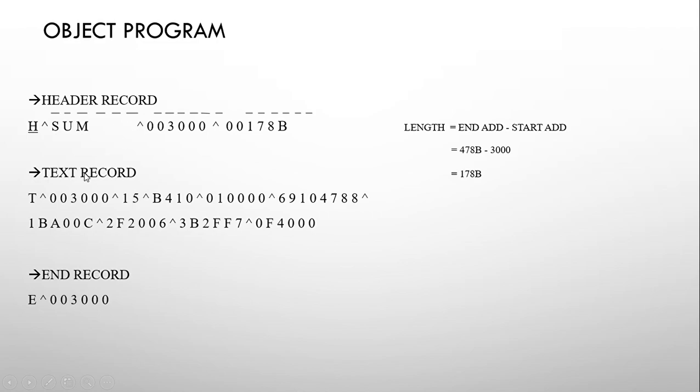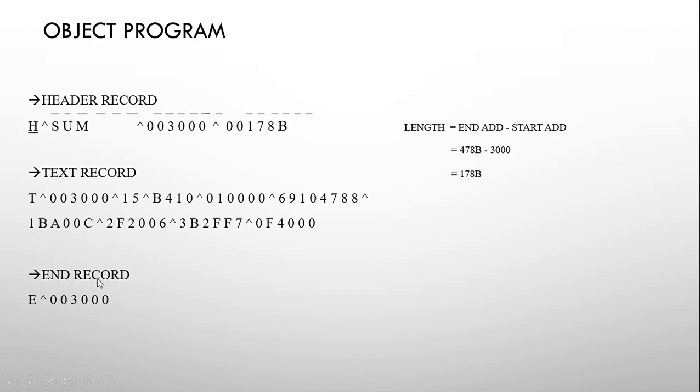Next, let us consider the text record. In the text record, column 1 is T. The next columns represent the starting address of the program. This is the starting address. Next, columns 8 and 9 represent the length of the object code in bytes. Next, columns 10 to 69 we are having the object code. Here, whatever object codes we found out, we are writing here. To find out the length, we need to group the object codes 2 by 2. Therefore, we are getting 15 as the length of the text record.